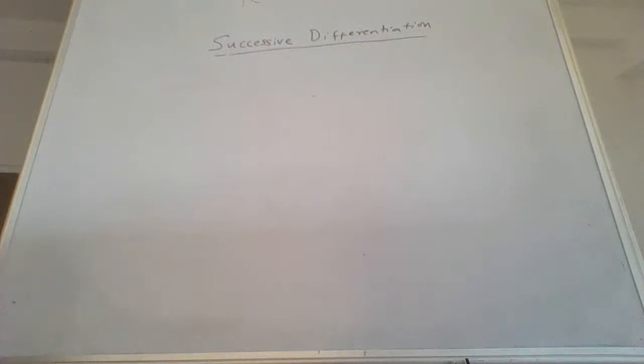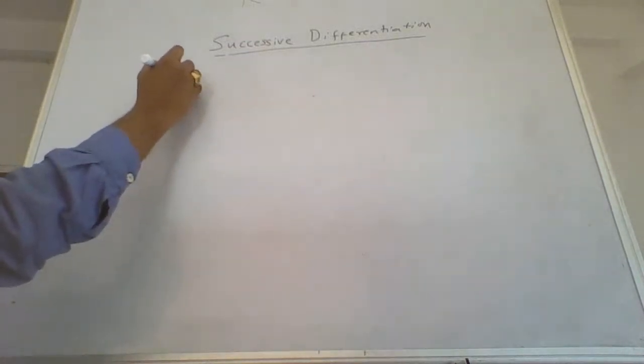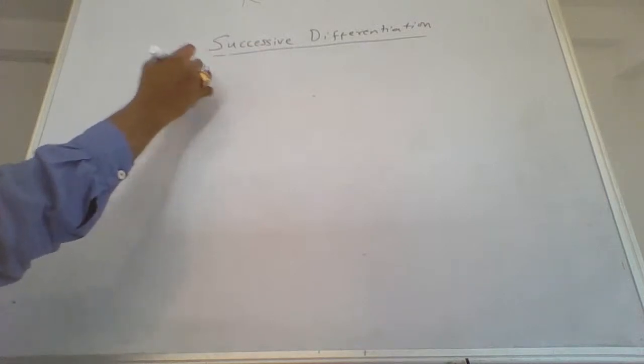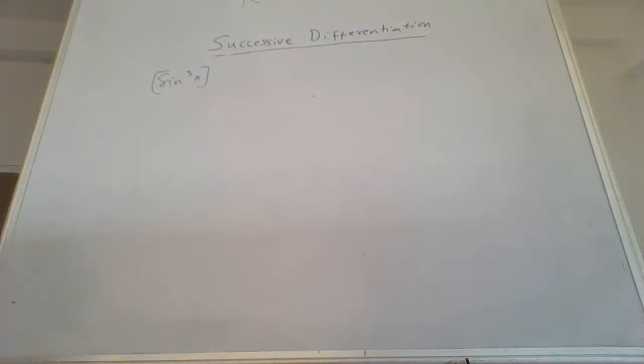Suppose if I have sine cube x, let us find the nth derivative of this. So how do you find it? Let us find the nth derivative of this. How to solve this problem? So how do we solve this problem?